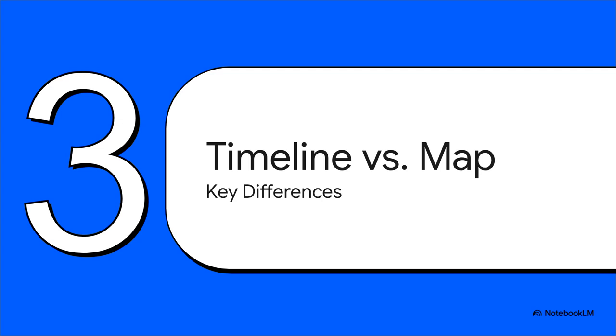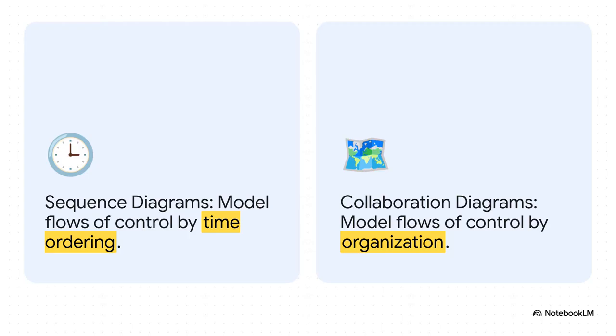Okay, so we've got our timeline and we've got our map. Let's put them side by side to really get a feel for what makes them different and what they're each trying to show us. Here it is in a nutshell. Sequence diagrams are all about modeling the flow based on time ordering. Their big strength is showing you the precise sequence of events. Collaboration diagrams, on the other hand, model that exact same flow, but they do it based on organization. Their strength is showing the static connections between everything.